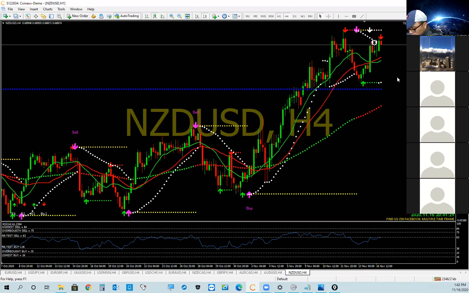AUD JPY has got the parabolics on the 4 hour for a sell. Good. Let me see if this one takes us to 1 hour. Fortunately, this one doesn't want me to go to the 1 hour. Gosh, this is frustrating. And AUD JPY: the parabolic is on the 5 minute, but the RSI is down, retouching for a buy retest.